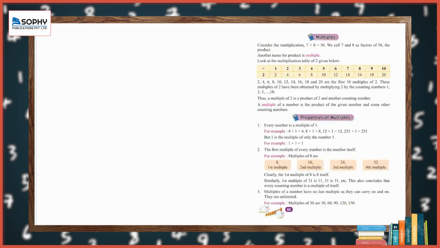Now the next topic is multiples. Now consider the multiplication: 7 times 8 is 56. So here we can say 7 and 8 are the factors of 56, and another name for product is multiple.